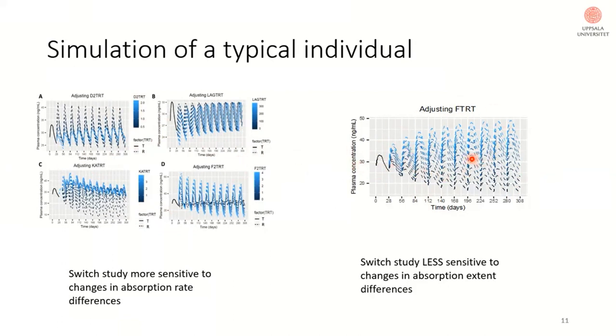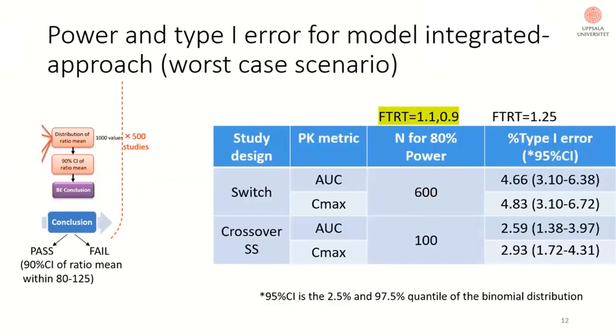We then did some investigations. What happens if the product that we have is only different in absorption extent, what's the worst case scenario? And in that case, what we saw was that with these switch studies, you might see, for one example, we were looking at paliperidone 1 month, and it was taking about 600 individuals compared to 100 individuals in order to have equivalent power with these two types of studies. You can see that the model-based approach was able to control type 1 error. It was even a little conservative with the crossover steady state study, the same conservativeness that we actually saw with the standard approach.